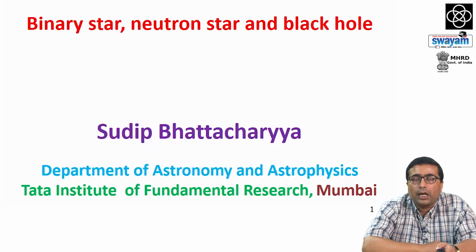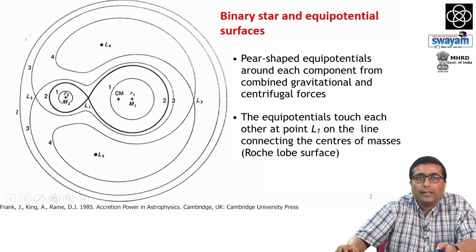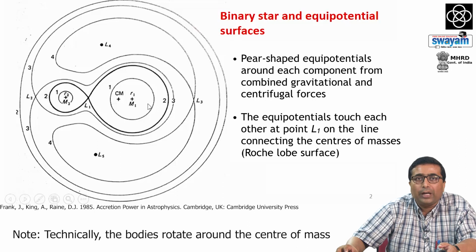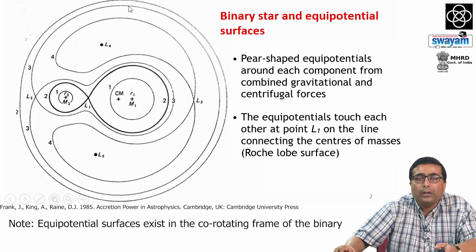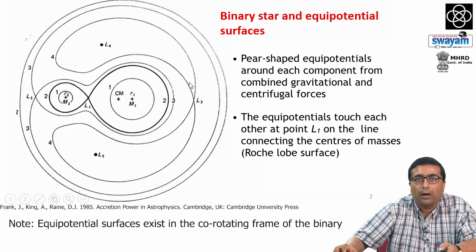In the first part of the lecture, I will give a very brief introduction of binary star, neutron star and black hole. In a binary stellar system, two stars or any two massive bodies rotate around each other due to gravitational interaction. For example, here there are two stars, one with mass m2 is a smaller mass star, while another with mass m1 which is a larger mass star, and all these lines are showing equipotential surfaces of this binary system, and I will describe that now.